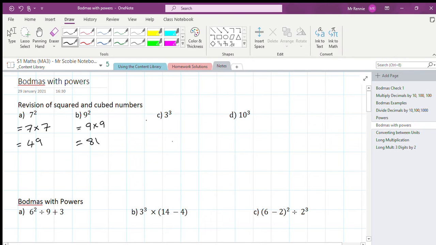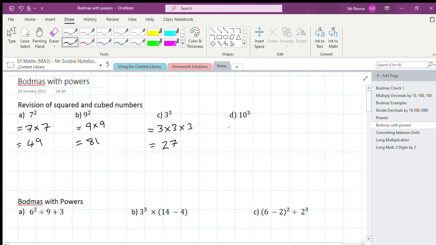Now we're going to look at what a cubed number is again. A cubed number is very similar. It just means we times it by itself 3 times. So if I've got 3 cubed, it means I'm doing 3 times 3 times another 3. I've got 3 lots of them there. Now remember, be careful with multiplication. 3 times 3 is 9. If I times 9 by another 3, that would give me the answer 27. So that's my answer for the first one there.